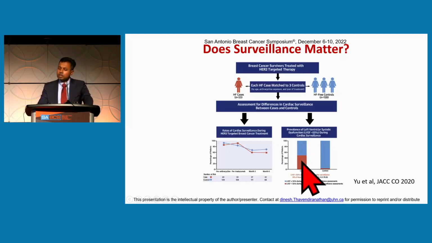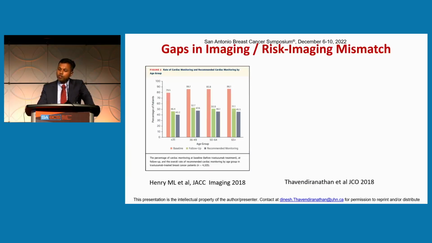But what's interesting is that in patients who had surveillance, all of those who developed clinical full-blown heart failure, in fact, did have a reduction in their ejection fraction during surveillance. So if you were able to detect this and initiate heart failure therapy, we may have been able to prevent clinical heart failure. There also seems to be a gap in imaging and a risk imaging mismatch.